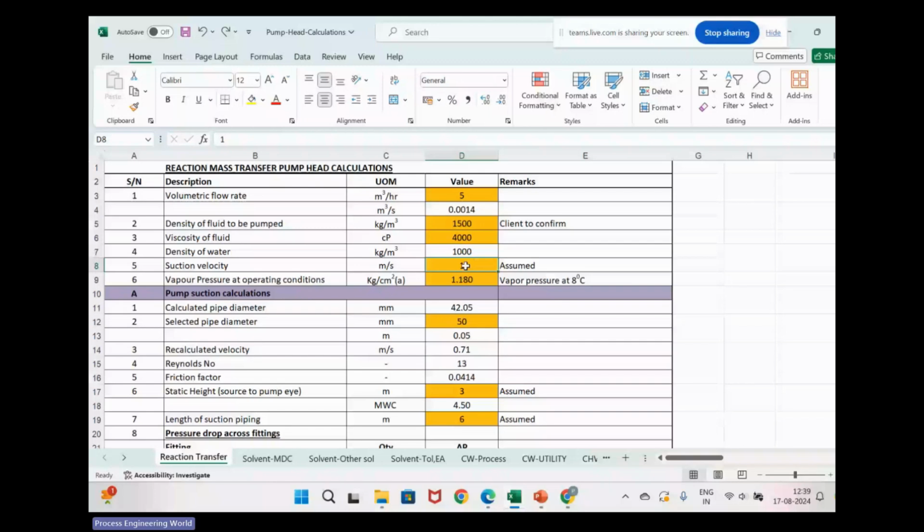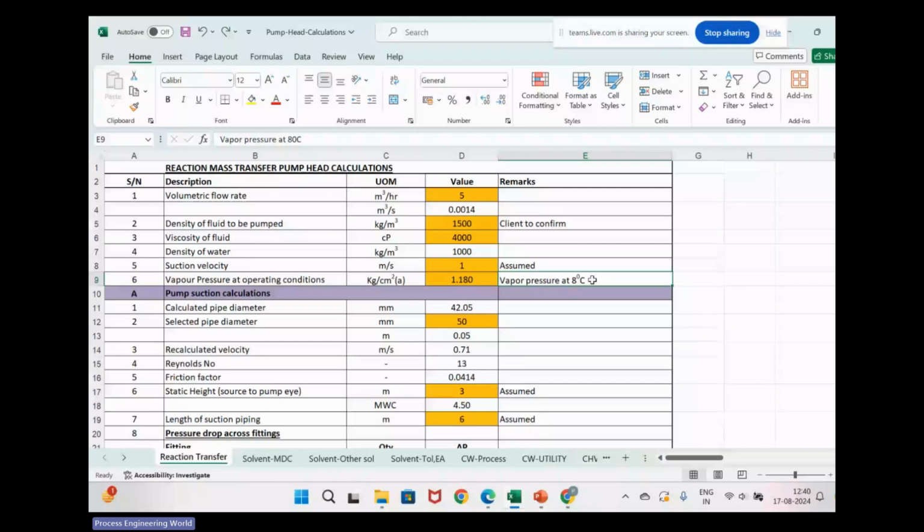The other value you need is the vapor pressure at operating conditions. Whatever reaction mass you are transferring, you have to calculate the vapor pressure at the operating condition. Let's say my operating condition is 8 degrees Celsius, meaning I am transferring my reaction mass at 8 degrees Celsius from suction to discharge. If your temperature is 50 degrees Celsius, then you need to take the vapor pressure at 50 degrees Celsius.